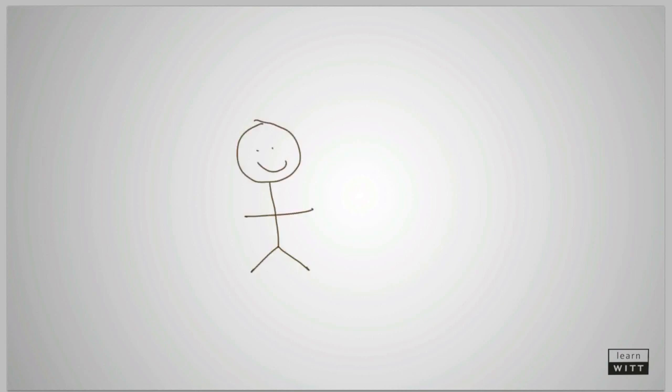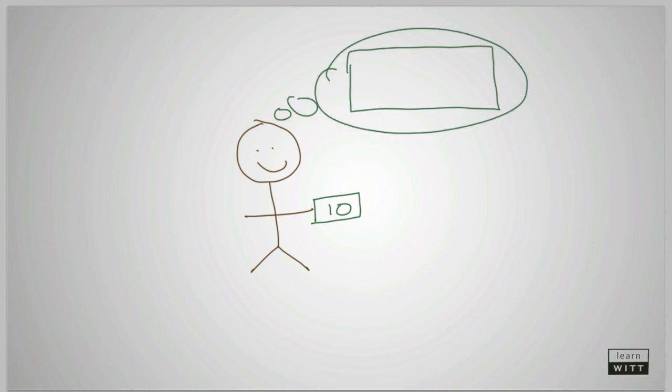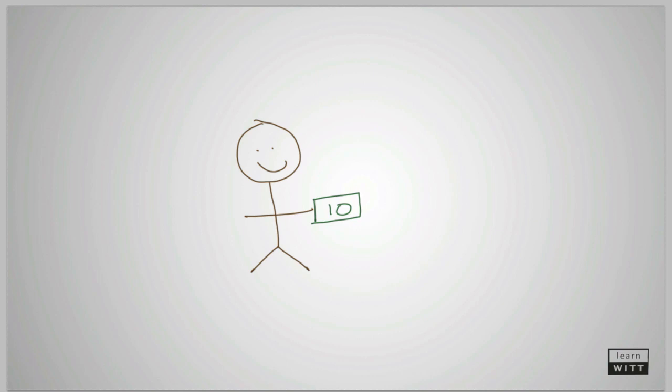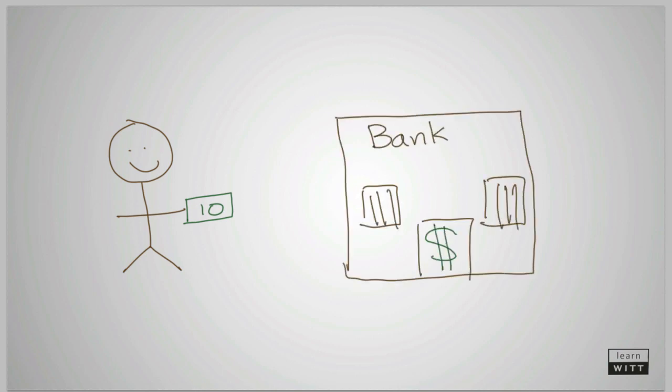This is Jim. Jim has $10. Jim wants to turn his $10 into much more money. Jim decides to start a business. His business will be a lawn mowing business. Jim contributed his $10 to the business. Jim then goes to the bank and borrows $100.